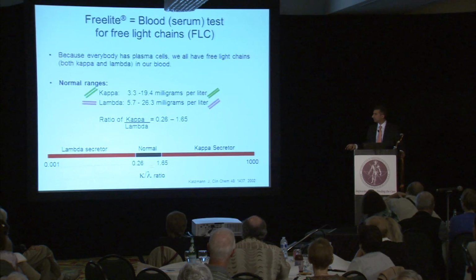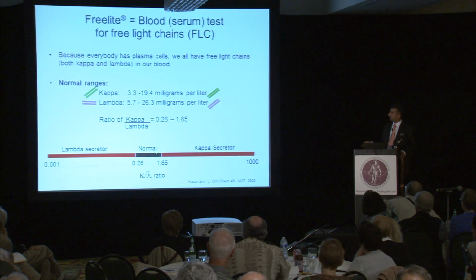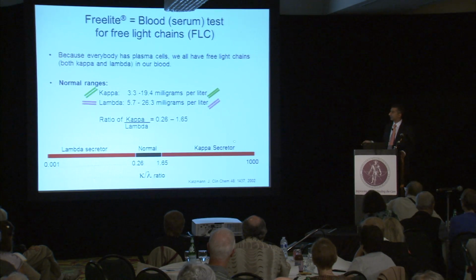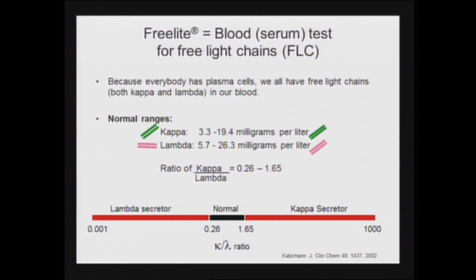You can see that here in picture form, where here's the normal range on this number line between 0.26 and 1.65. If it's very high, in the hundreds or thousands, then that person has a kappa secreting clone. And if it's very low, in the decimals, then it's a lambda secreting clone.